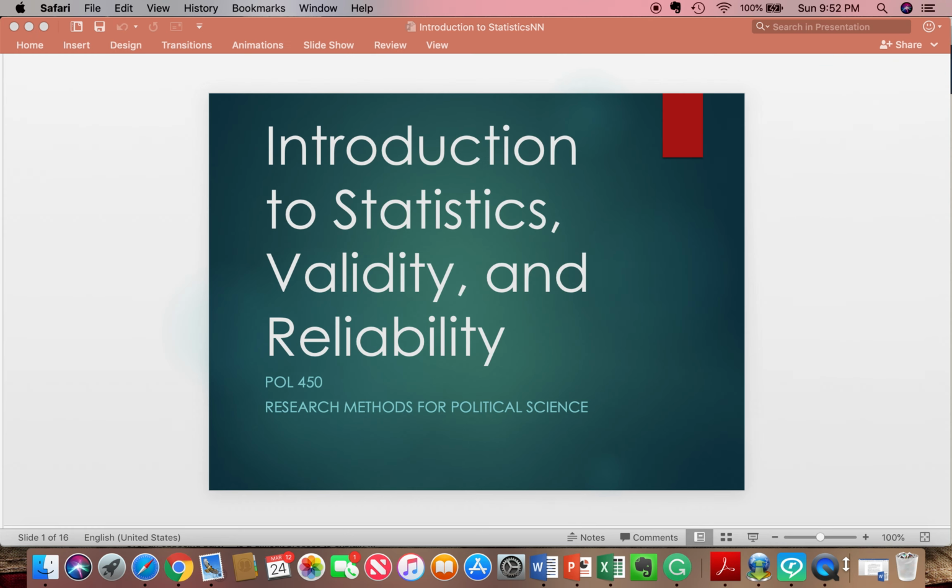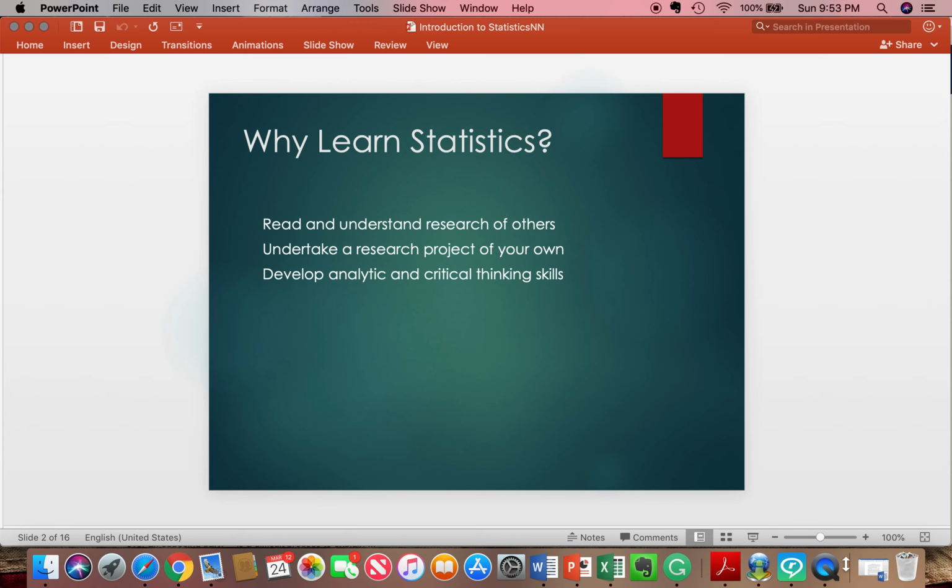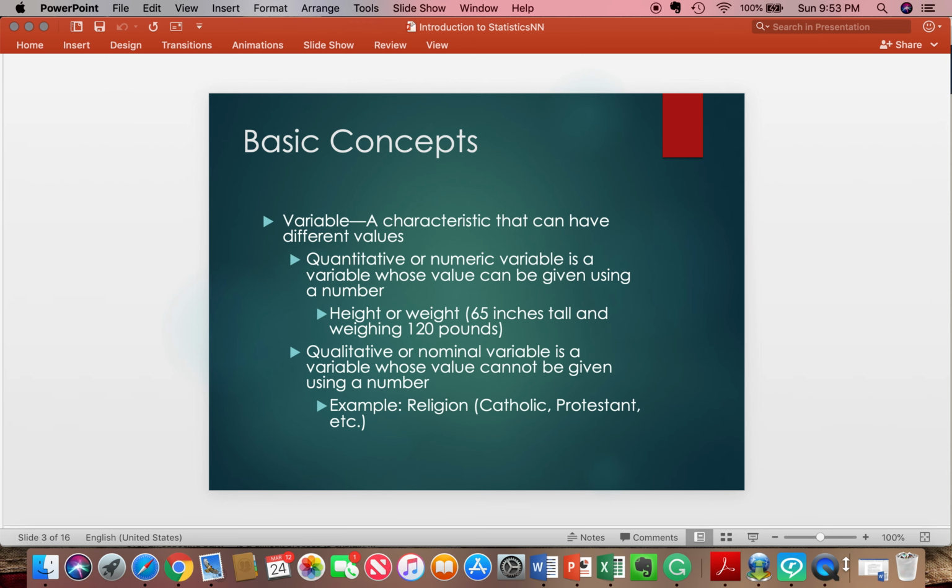So I'm going to break down some of these slides or topics that might be new terminology to you. As we look through here, why do we learn statistics? So we get a better understanding of what our research project is, and we can develop analytical or critical thinking skills. We can understand our own research or the research of others. We've talked a little bit already about variables, a characteristic that can have different values. We understand that there's going to be quantitative or qualitative.